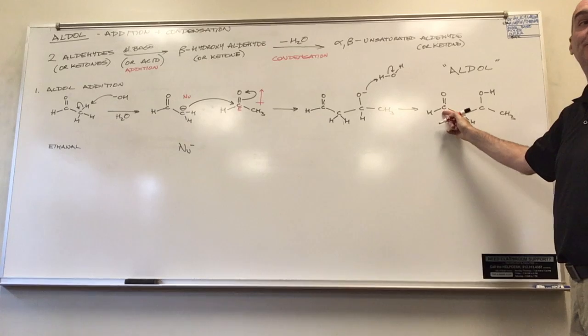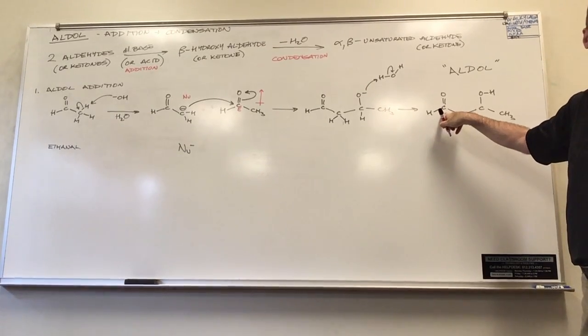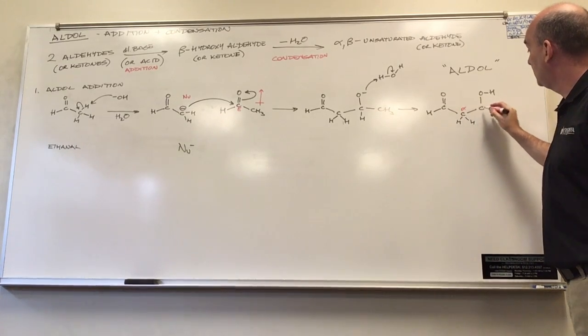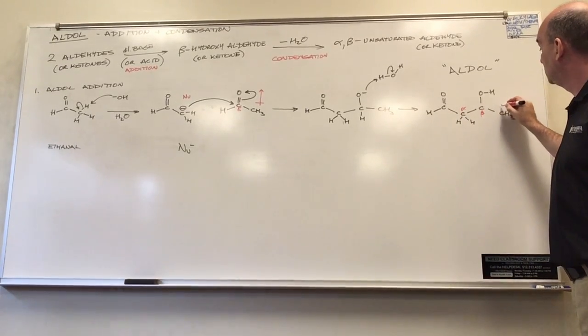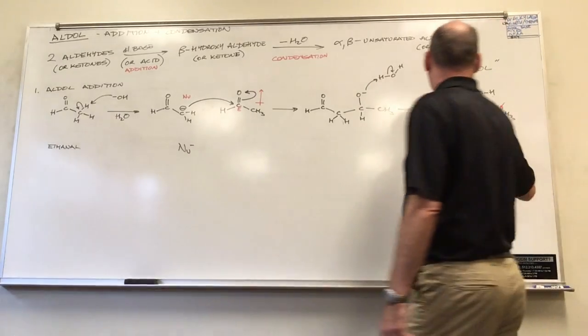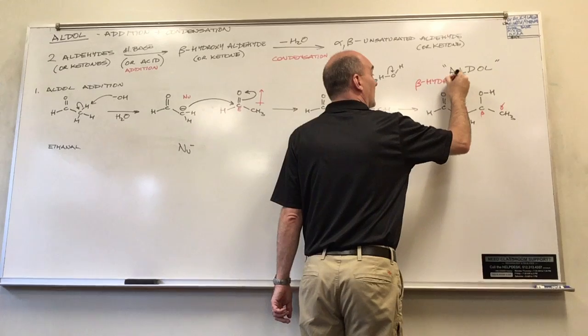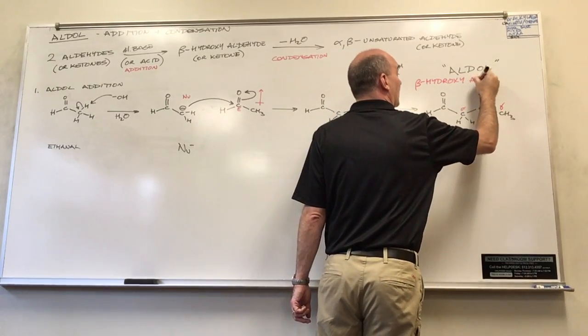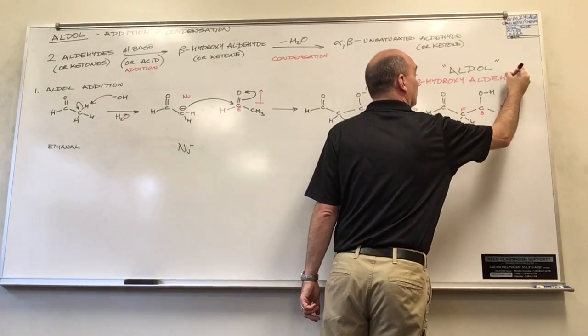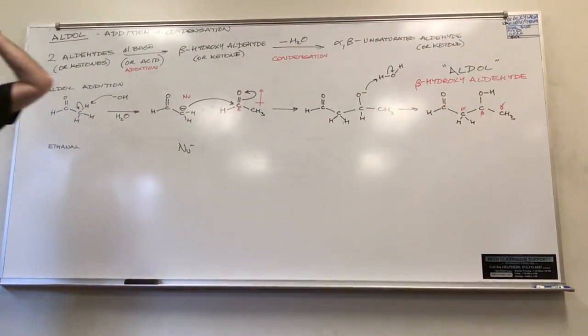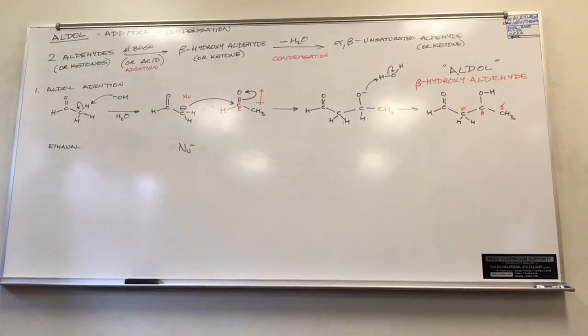So we're going to count positions away from the functional group. That makes that the alpha, that the beta, and this the gamma. And so this is a beta hydroxy aldehyde, which is what we said we were going to make. We've done it. That's the aldol addition.